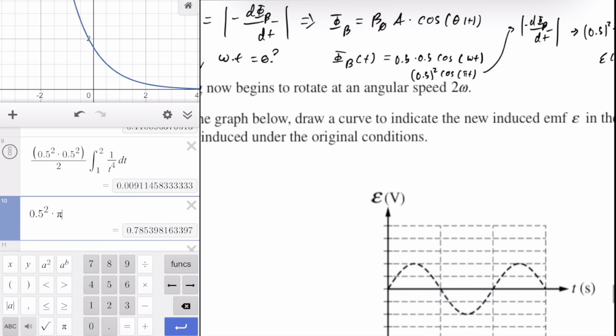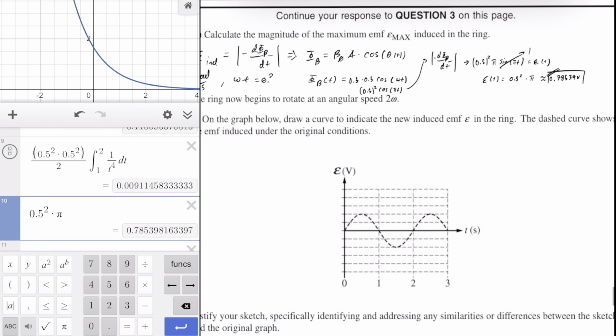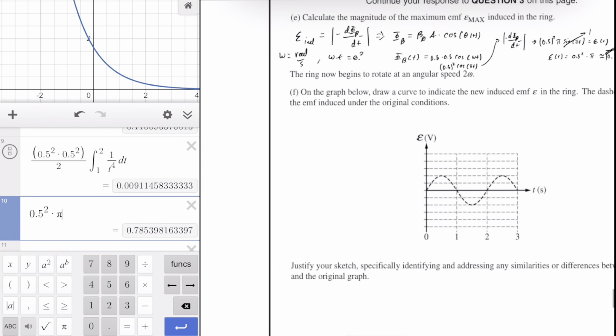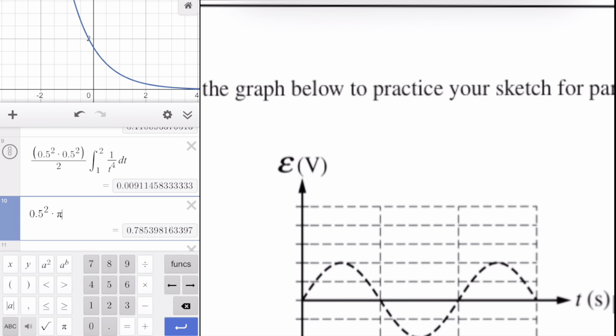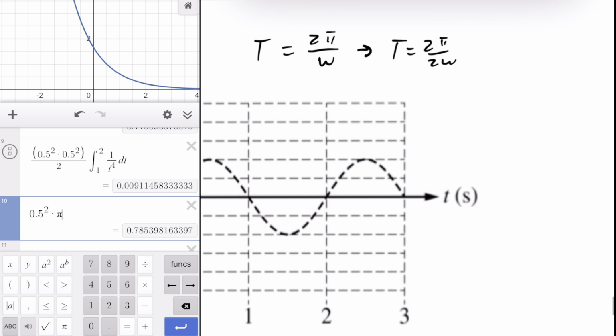So now let's think about this next question. The ring now begins to rotate at an angular speed 2W. On the graph below, draw a curve to indicate the new induced electromotive force in the ring. The dashed curve shows the electromotive force induced under original conditions. So let's practice. If T equals 2 pi divided by W, and this turns into 2W, then the period has to halve. If I give it a greater angular velocity, I increase this by 2, this has to decrease by 1/2. That's just factors of change.